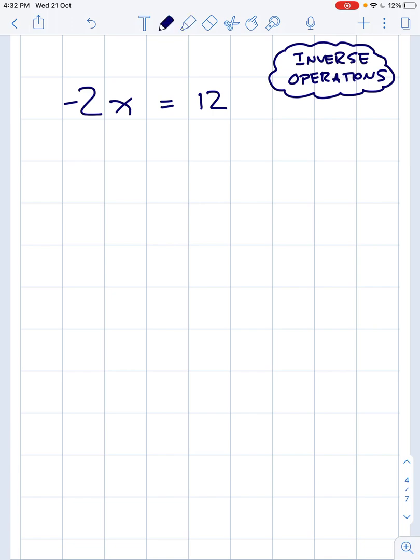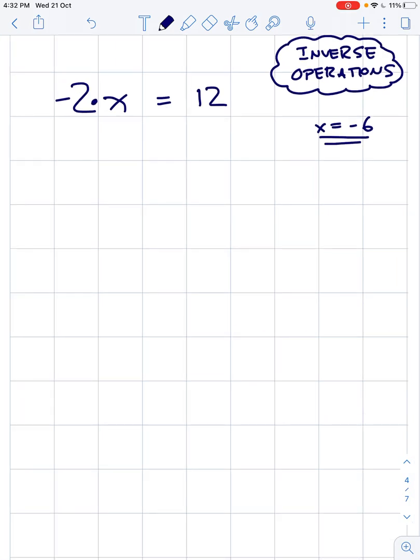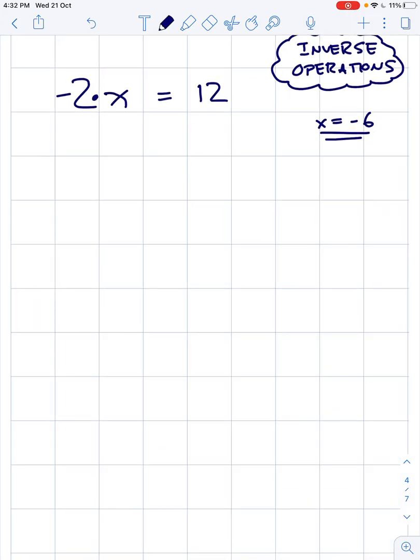All right, if you solve this and you got an answer of x equals negative 6, remembering that a negative times a negative is a positive, you are correct. And on this question, don't be confused just because you see a minus or a negative sign right here. What I'm doing is negative 2 times x. When you multiply a number x by negative 2, in order to undo that, you have to do the opposite. You have to divide by negative 2.